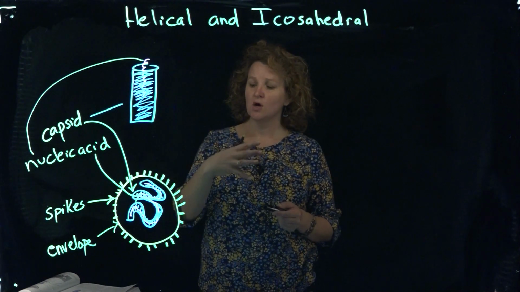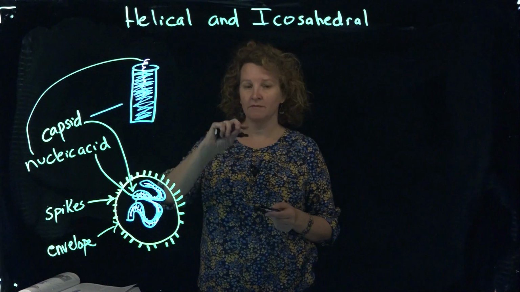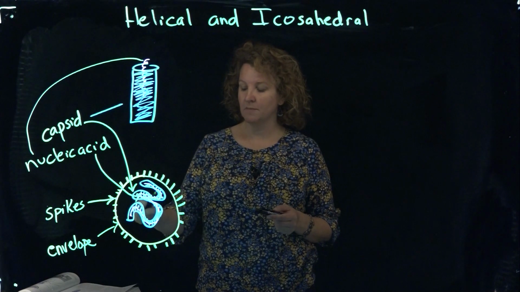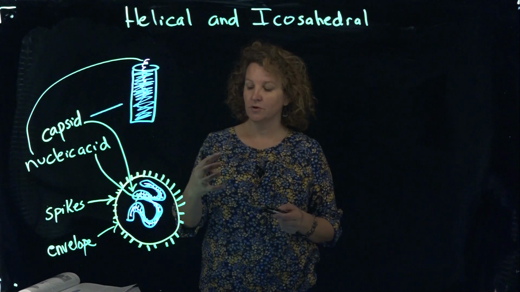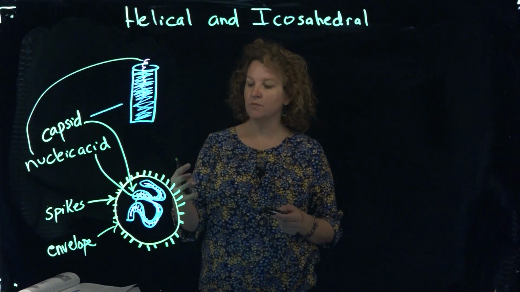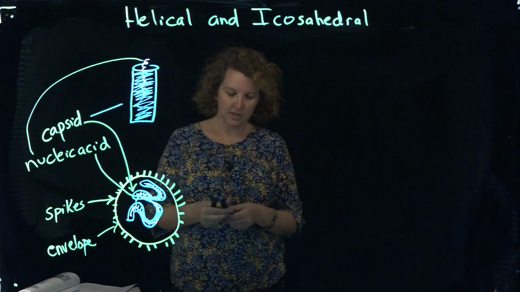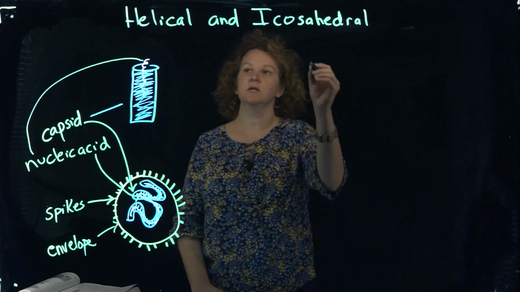And then those would go to the host cell membrane, get embedded, and as this capsid middle here passes through the host cell membrane, it would pick up the envelope, and those spikes would be there, and that would come with it as well. So that's the helical type. So now let's compare that to the icosahedral type.